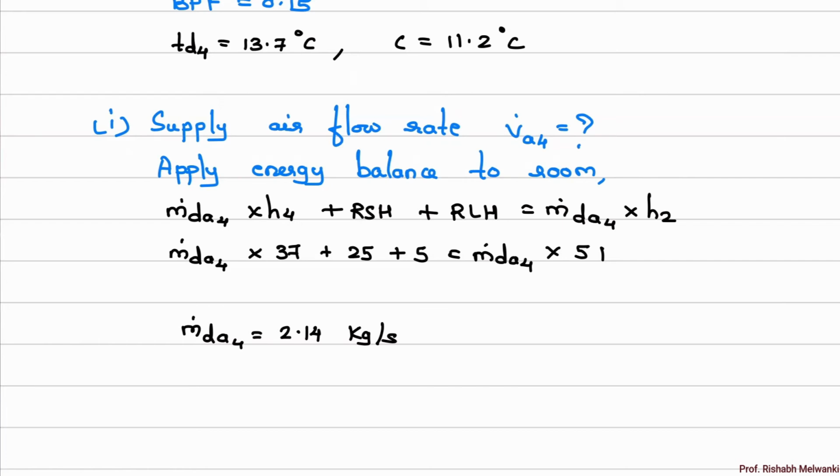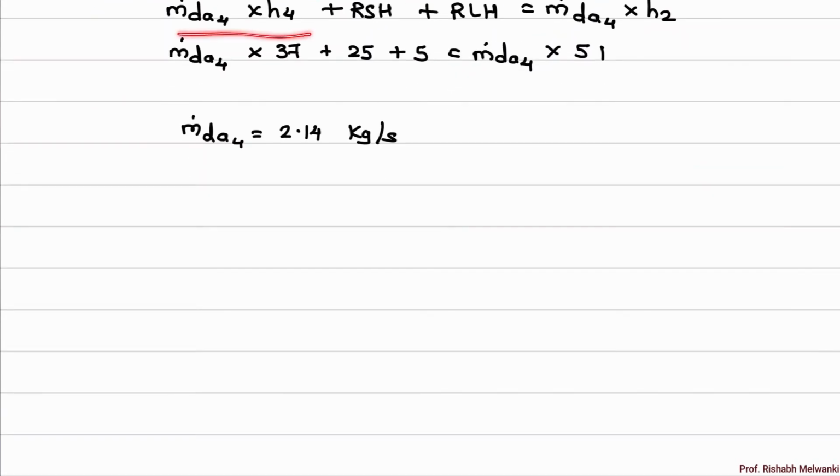Okay, now here why is the unit kg per second? Because RSH, RLH is in kilowatt. So the unit is kilojoule per second, and this also has unit kilojoule per second. So mass unit is kg per second. Now we have to find volume flow rate.